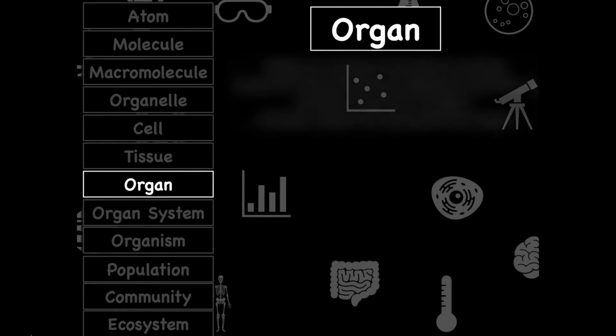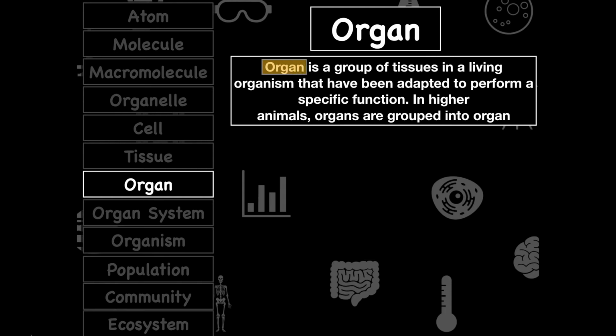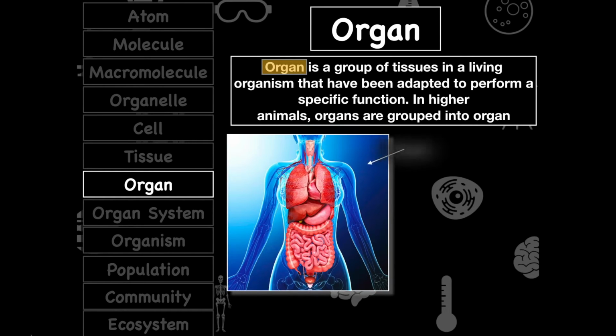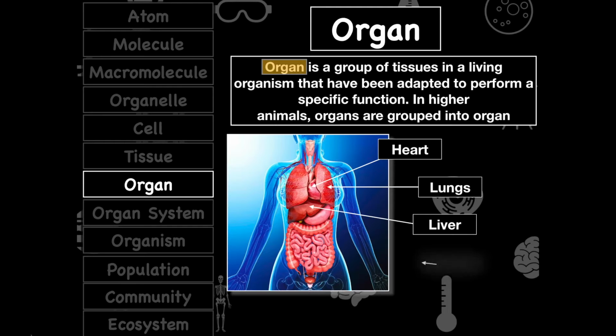Now, next we get to organ. An organ is a group of tissues in a living organism that has been adapted to perform a specific function. So tissues come together to form different organs. Common organs that we think about here are the heart, the lungs, the liver, and then we also have the intestinal system.